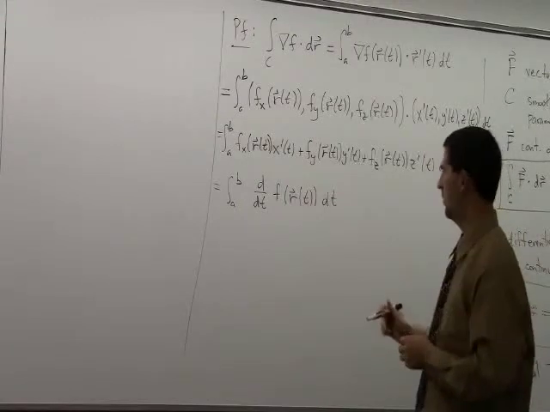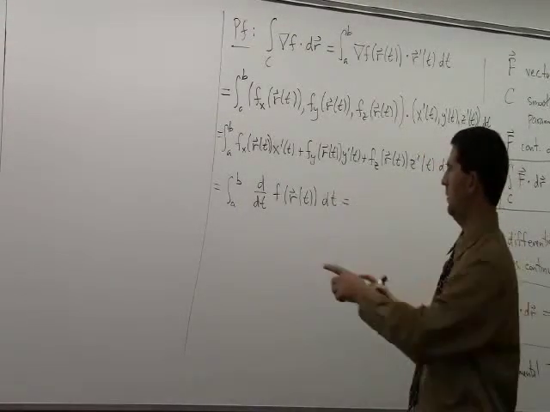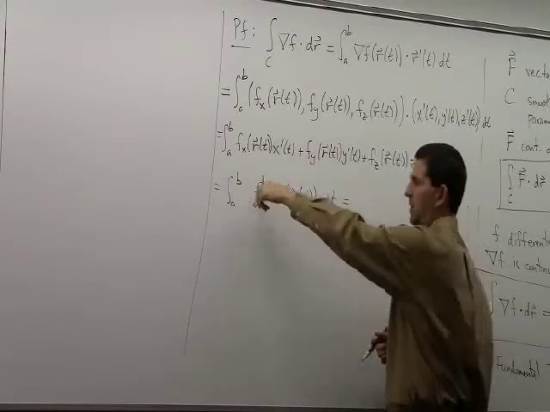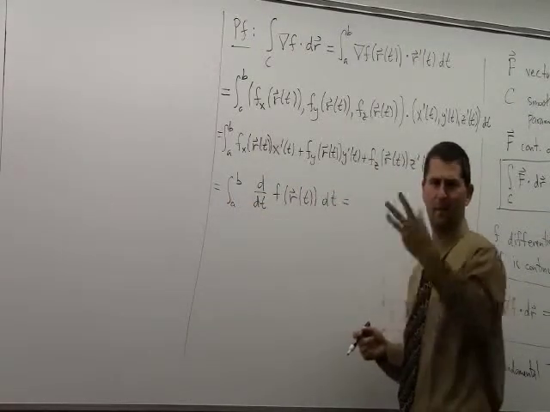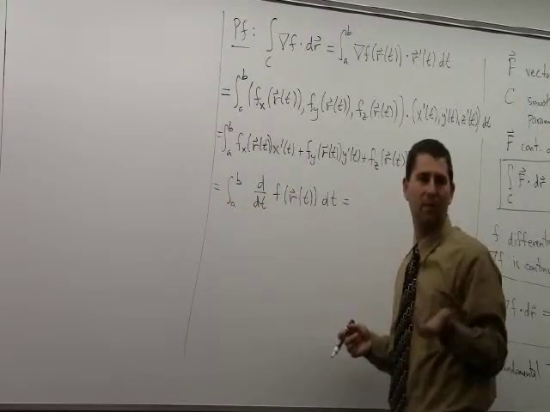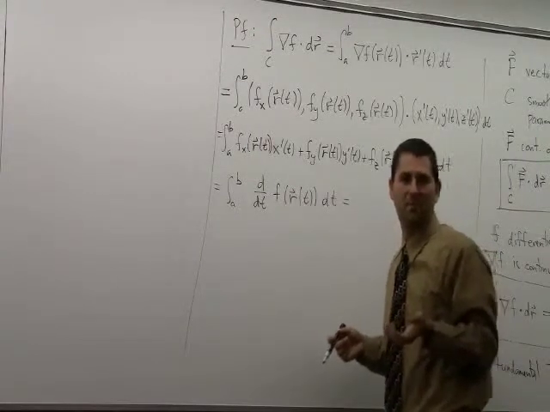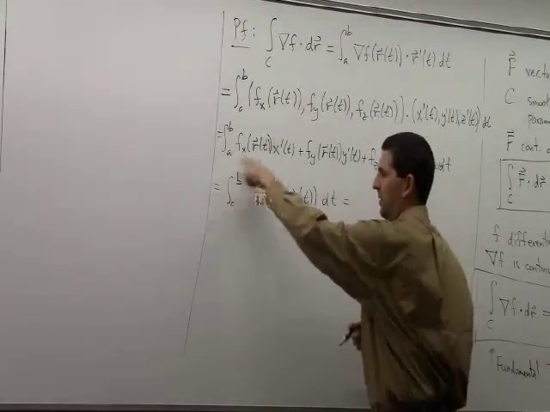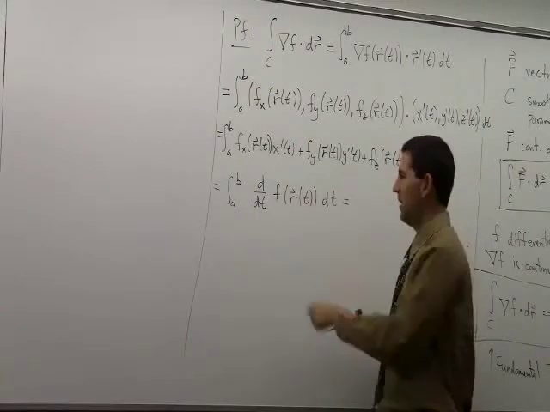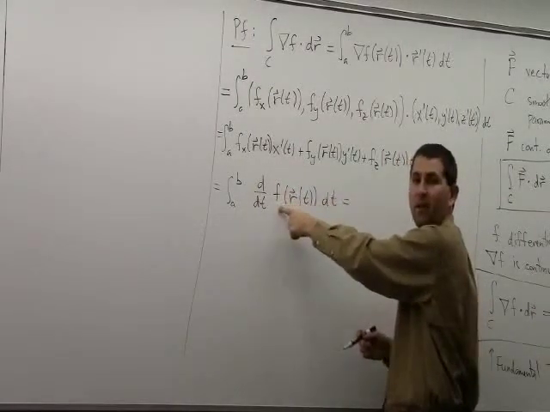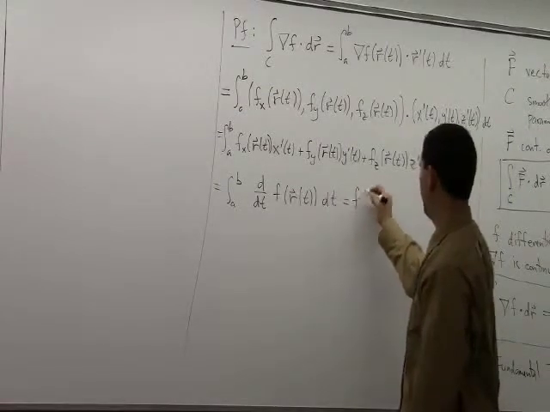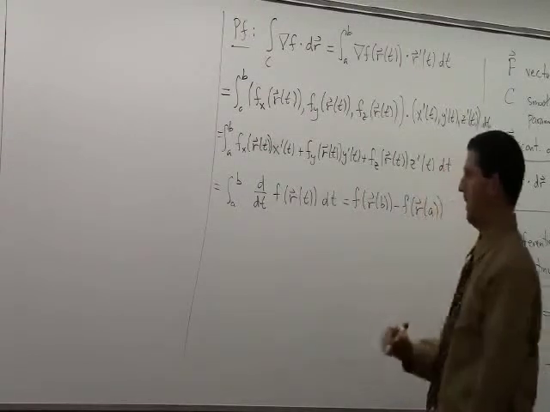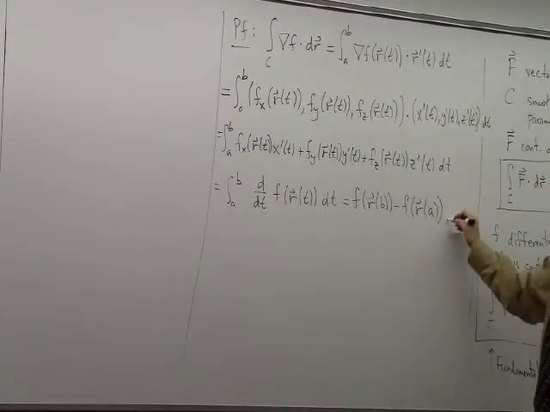Okay, but if you take the derivative of the scalar function and then you integrate it, what have you done? You just get back what you started with, right? Up to a constant, but since this is a definite integral, you just evaluate at the endpoints. So the antiderivative of this is just f. So this is f(r(b)) minus f(r(a)), which is what we wanted.